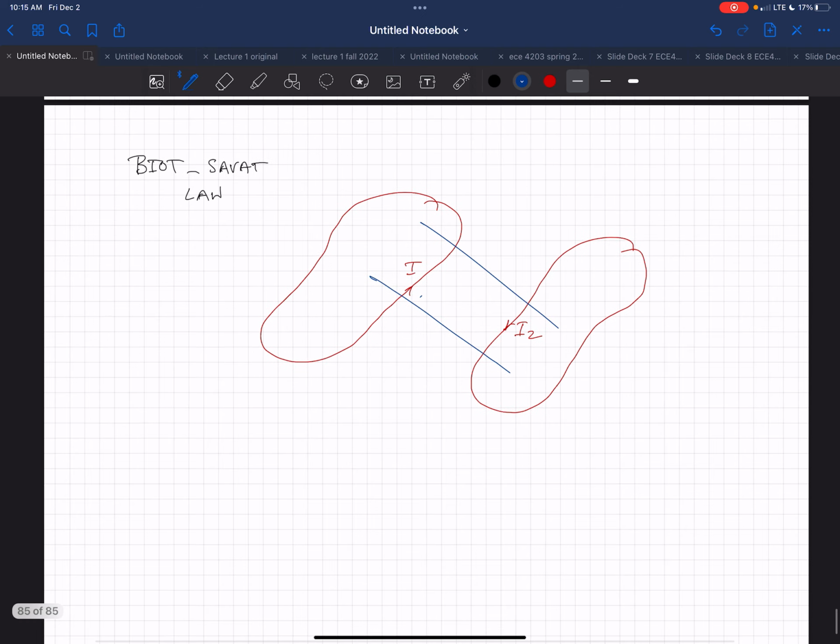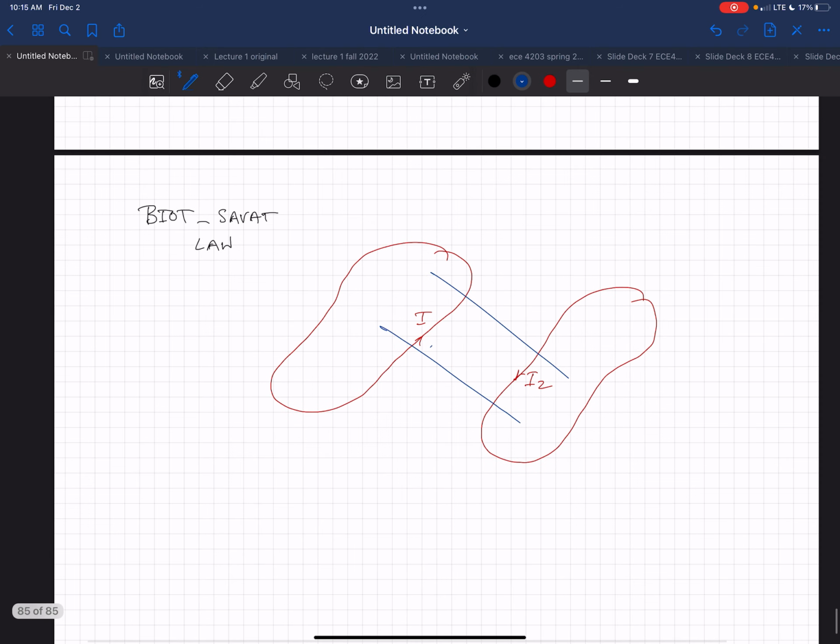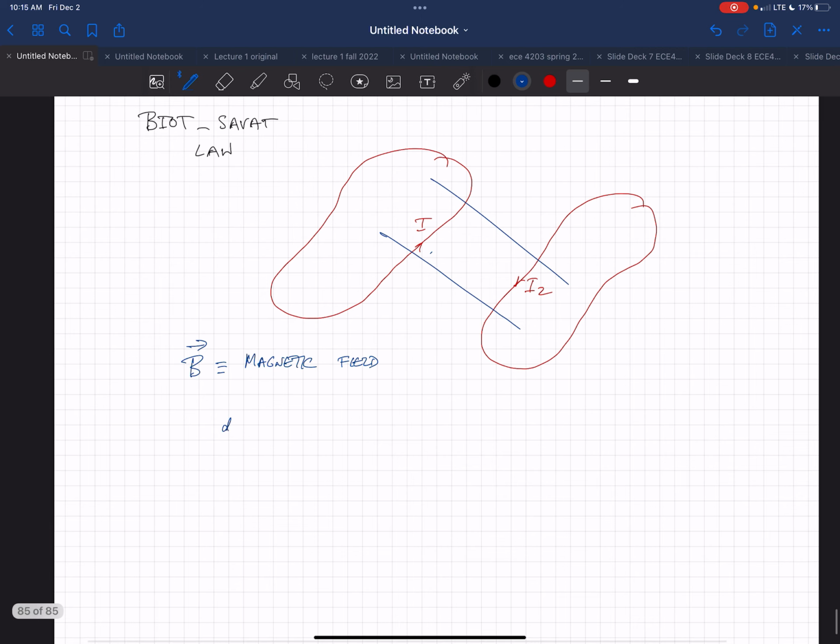So this Biot Savart law came up with the concept of a magnetic field, and the incremental value of this magnetic field caused by an incremental length of wire here is 1/4 pi r squared, where r is the distance between these guys.